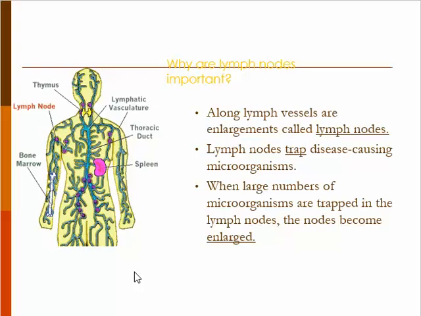Now along these vessels you have little enlargements. That's all these little purple dots here. Those are your lymph nodes, and lymph nodes is probably what you have heard of. And the function of lymph nodes is to trap bacteria and other microorganisms, infection that's in your body. Now when you get a large number of dead bacteria and microorganisms, then your lymph nodes might become enlarged. So that's why the doctor feels on the sides of your throat when you go in, if you're sick, and he looks to see if your lymph nodes are enlarged.